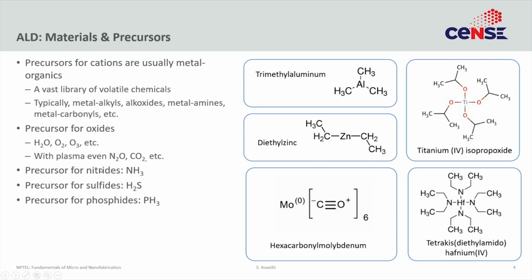For nitrides, the most common one is ammonia. Then you can do sulfides, for which typically people use H2S, and you can also do phosphides. Lately people have started doing gallium phosphide and indium phosphide by ALD, and they tend to use phosphine.